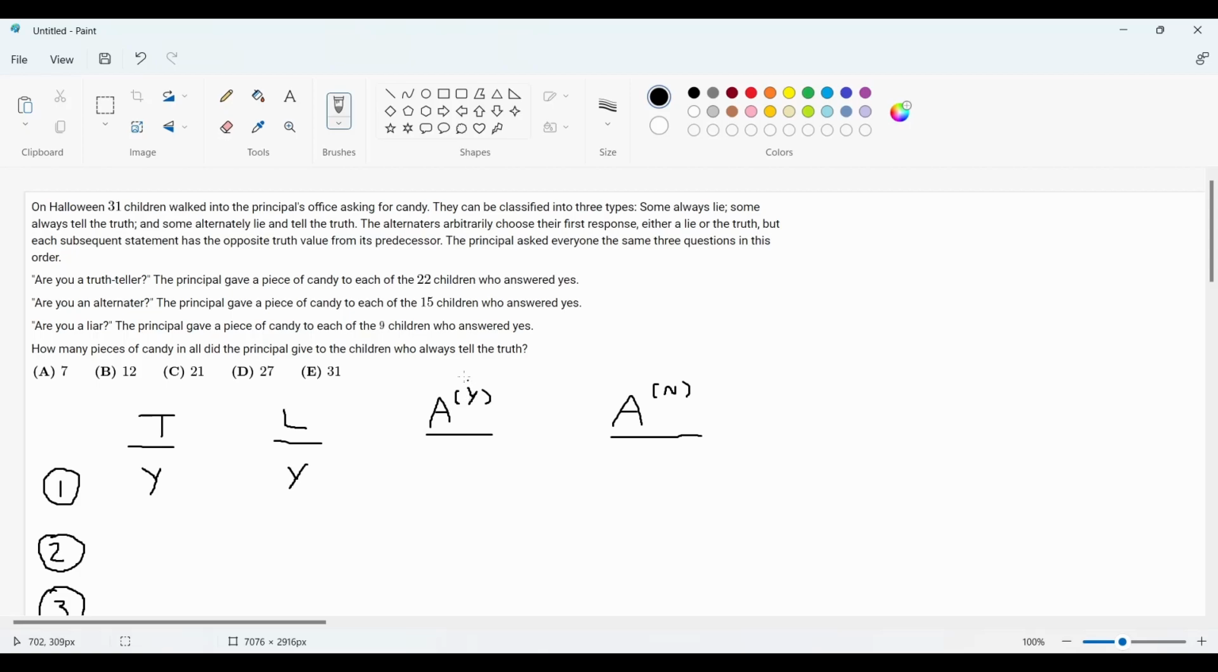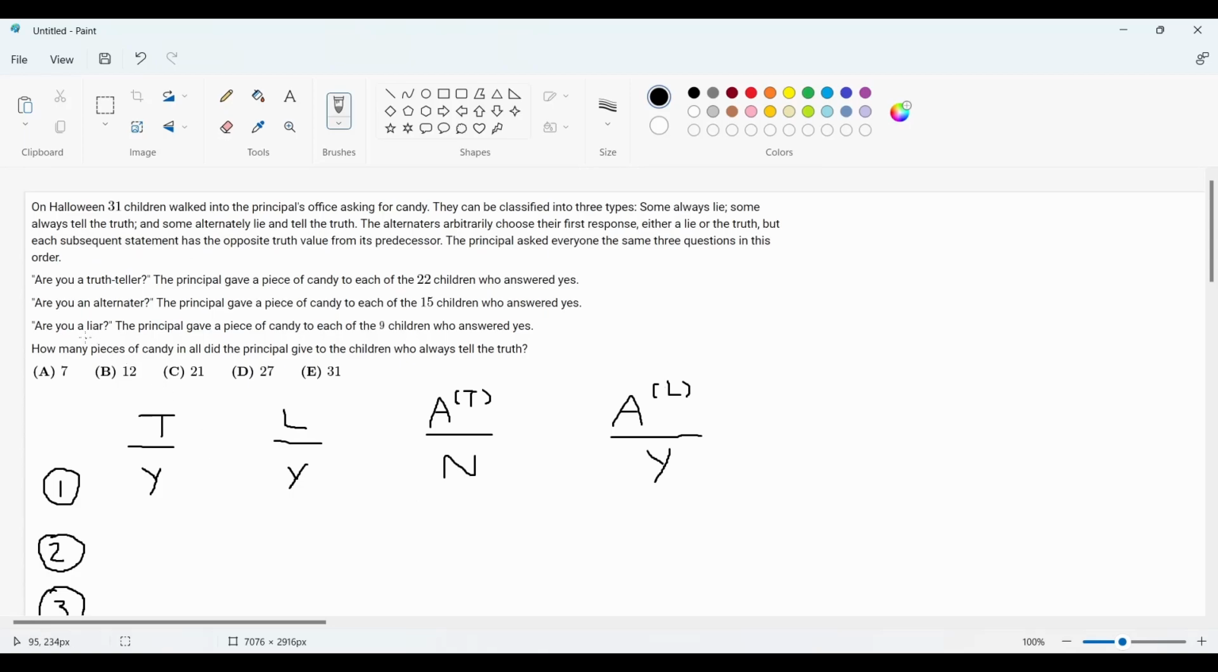The alternators, ooh, I put the wrong letters here. Oopsies. They're the alternators who start by telling the truth and the alternators who start by lying. That's what I meant to put there, my bad. So, for an alternator who tells the truth at the beginning, when told they're a truth teller, they're not, so they're going to honestly say no. But if the alternator starts by lying, they're going to actually say yes, to lie.